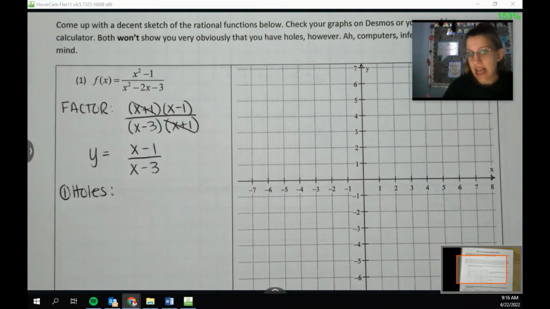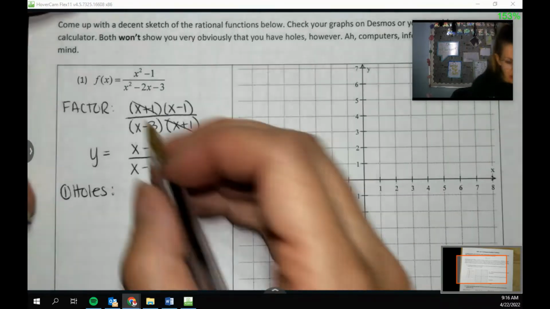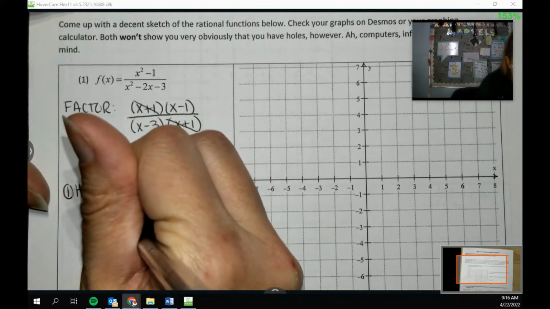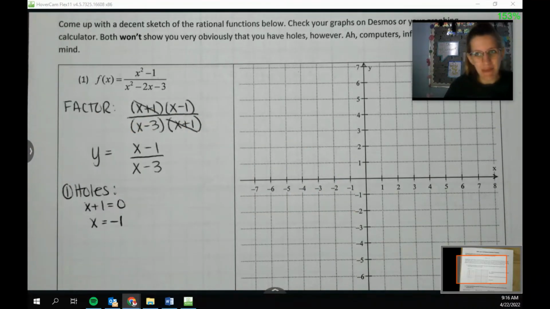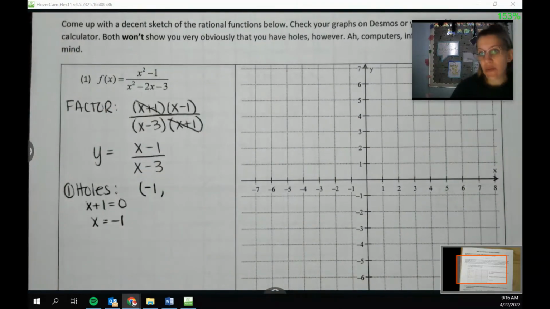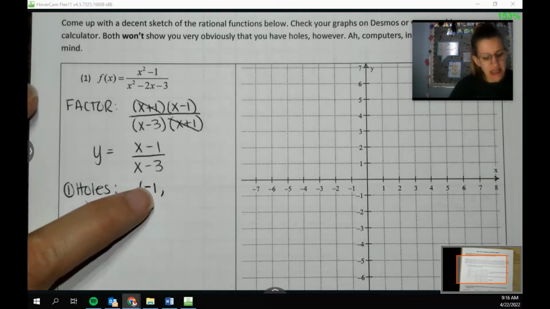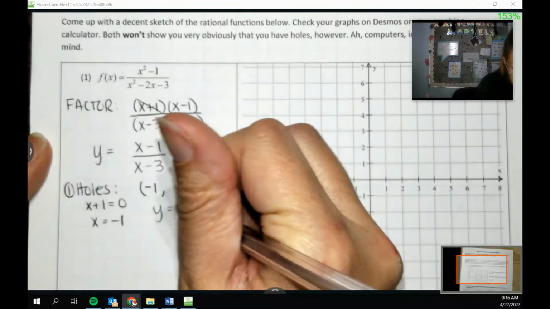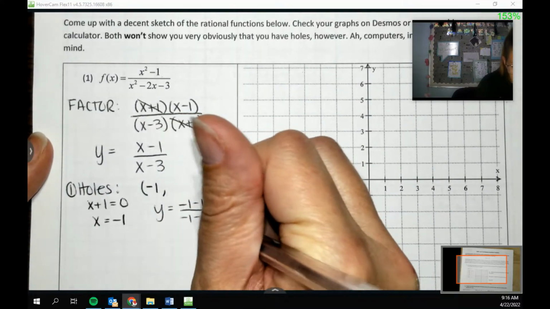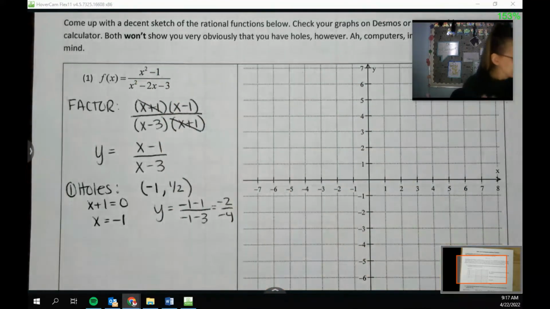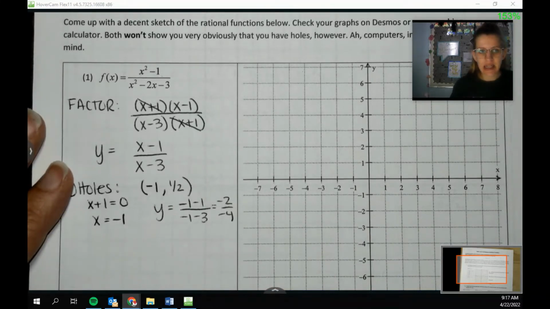If you had a factor that canceled, then you have a hole. So we did. So I take that factor and I set it equal to 0. And I find that the hole happens where x is -1. But a hole is kind of like a point that's supposed to be there, but it's not there. So we need to find the y value as well. So once I know that x is -1, we want to plug it into our equation to find the y value. So -1 minus 1 over -1 minus 3 will be -2 over -4. So positive half. So that's kind of where our hole is.